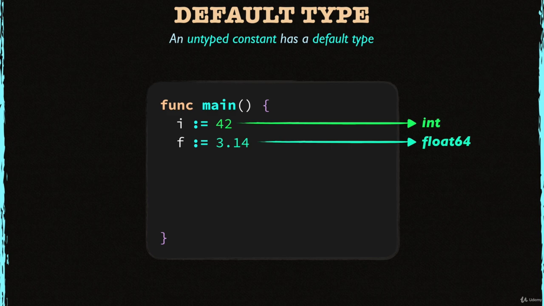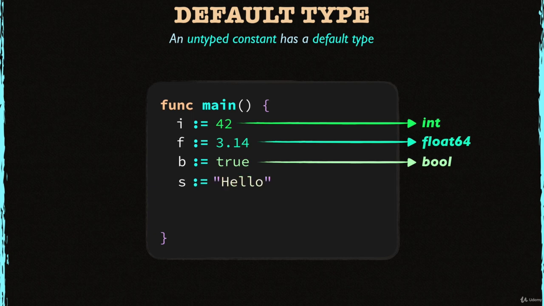Okay, let's short declare one more variable, this time with a typeless bool constant. The type of the b variable becomes a bool. It's because true or false values' default type is bool. And one more. Let's short declare a variable with a string literal. The type of the s variable becomes a string, since a string literal's default type is a string.